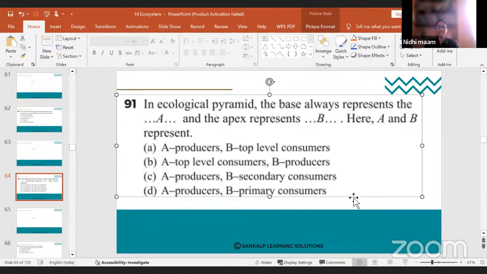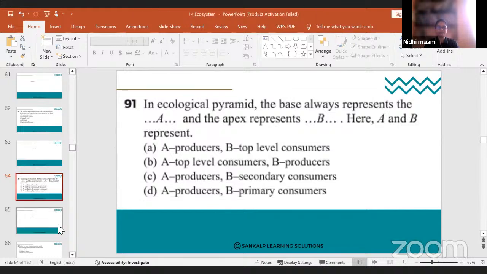Here A and B represent what? Kavya, Divya, Mahalakshmi, Sindhu, Tasmiya. Most of them answered it correctly. So the right answer is option A, that is producers. Producers is the right answer.